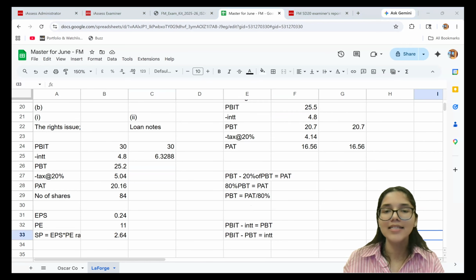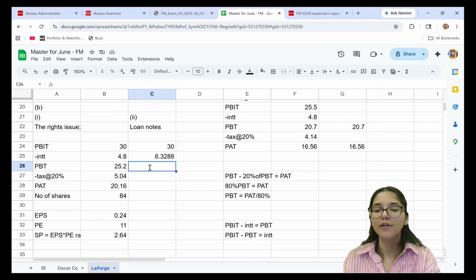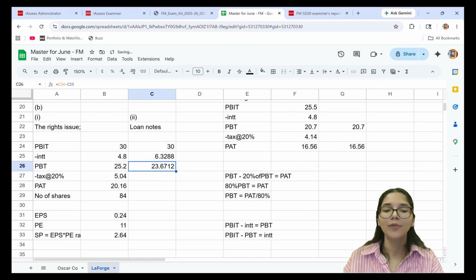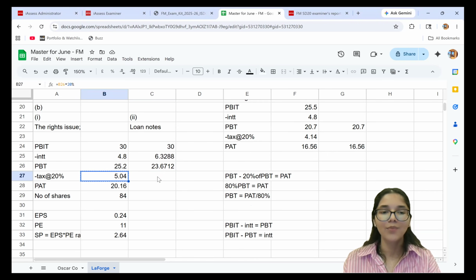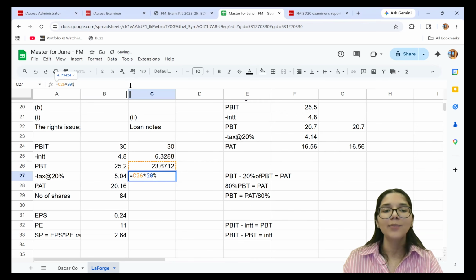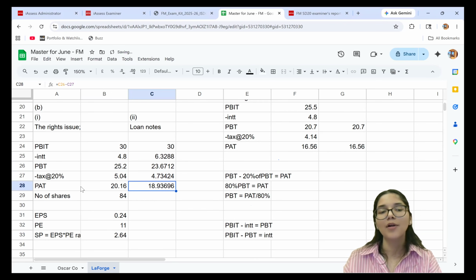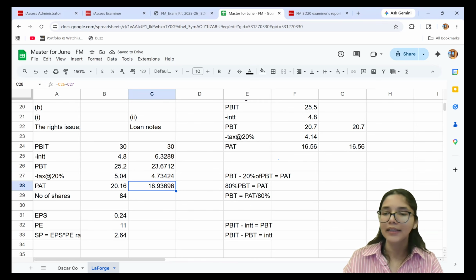All good till here, guys? Interest calculation is understood by everybody? Okay, now we move forward to the PBT. This is very simple. My profit before taxes is 23.67. Now I go ahead with the calculation of my taxes. I can copy paste 20% of my PBT. So then my PAT is going to be this number. This is the amount of money that the company is left with after paying all of the taxes.